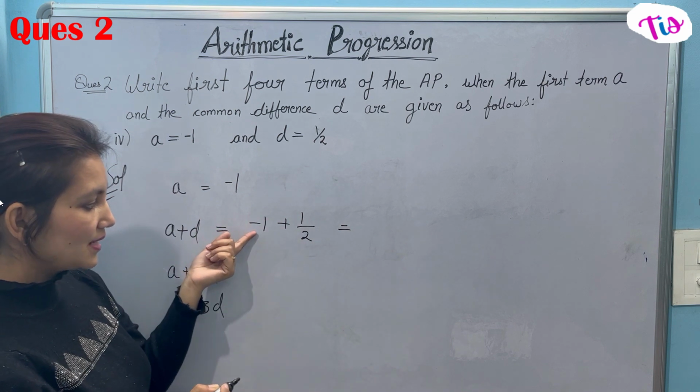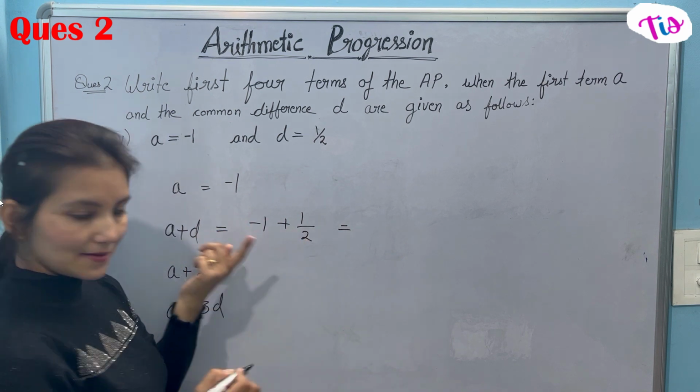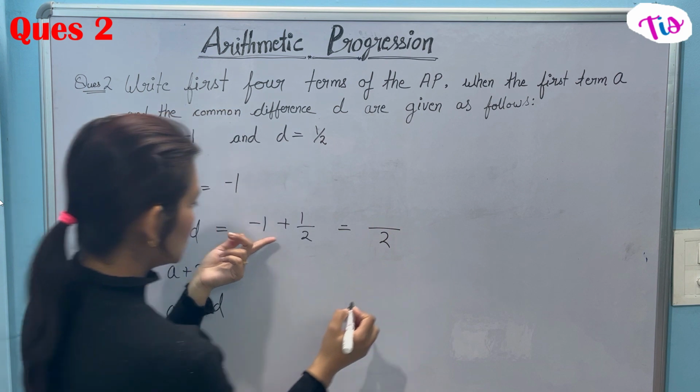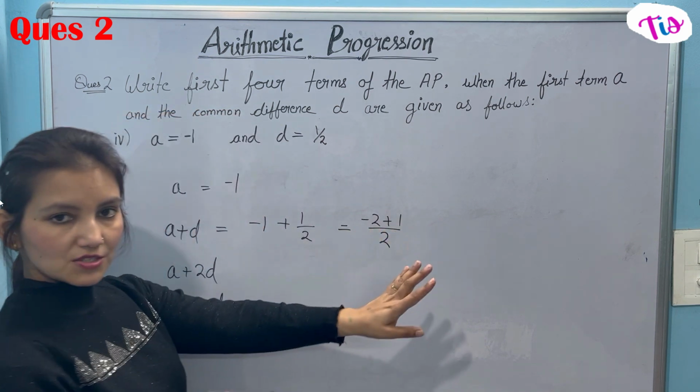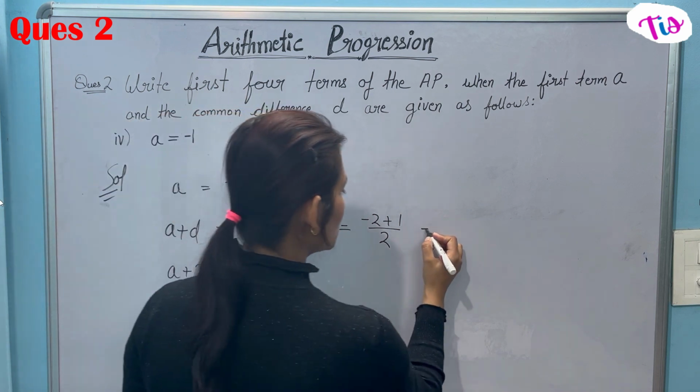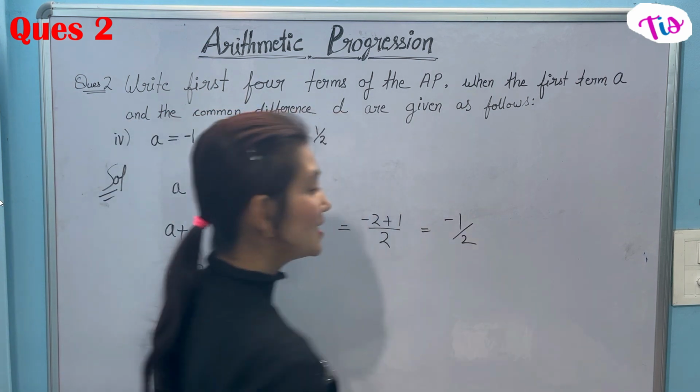So half plus -1. We'll take the LCM, you know how to do it. So with LCM 2, it is -2 plus 1, and -2 plus 1 is -1. So -1 upon 2. This is our second term.